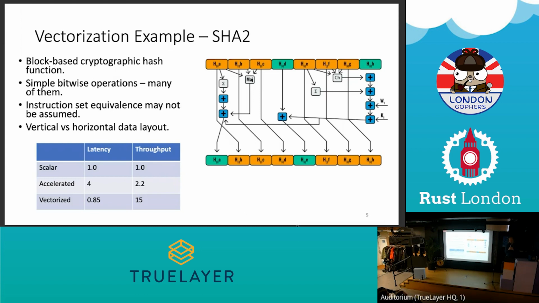Now, if we look at the vectorized approach, there's not necessarily a full equivalence of scalar to vector operations. In this particular example, we don't have rotate instructions implemented natively, and we need to do that ourselves. Therefore, the total latency of one pass through one SHA-2 block is higher compared to the scalar algorithm. But from the throughput side, we have a multiple times increase. In this particular example, AVX512 gives you a 15 times increase in total throughput.